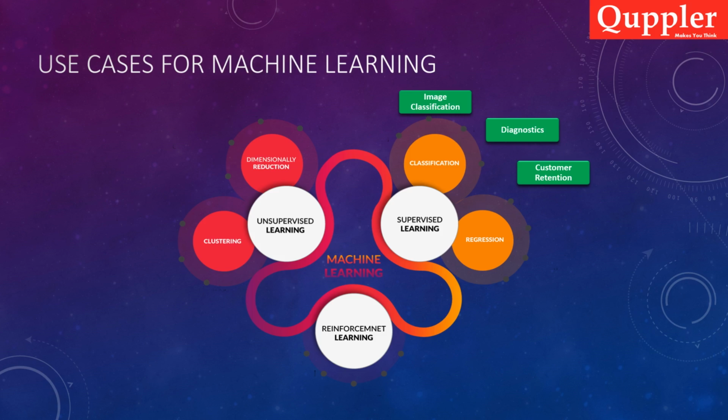For example, in image classification, we do a kind of prediction on whether, for example, he is wearing a mask or not, whether that is a COVID patient or not, whether that is a dog or not, or any kind of categorical prediction. That comes under classification.